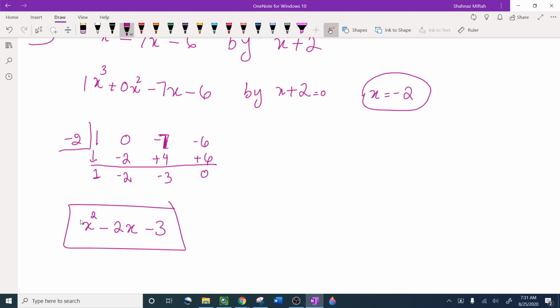This is x squared, coefficient 1, negative 2 is my coefficient, because we pick the coefficients to use for synthetic division. So whatever answer I'm getting, that's the coefficient of the x's. But we go one number down from the real question. Okay, so that was synthetic division.